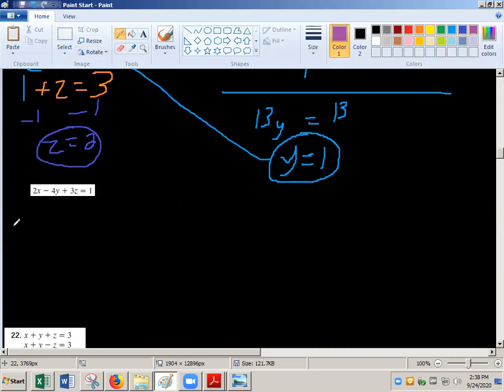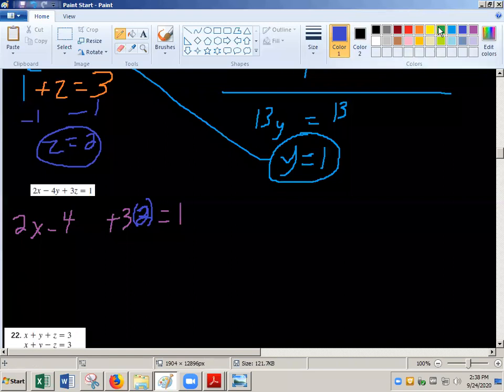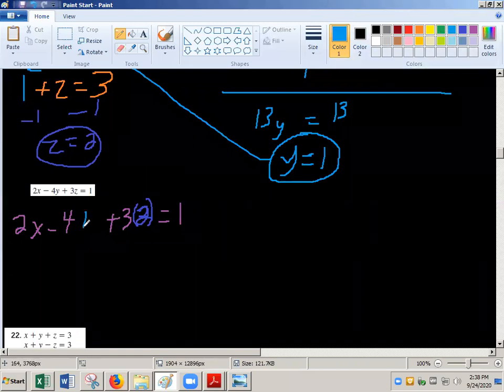I'm going to call this our 2x minus 4 times our y value plus 3 times our z value equals 1. We said that our z value here was 2. And there we go. And we said our y value is 1. So this turns into 2x minus 4 plus 6 equals 1. So negative 4 and 6 is going to be positive 2.